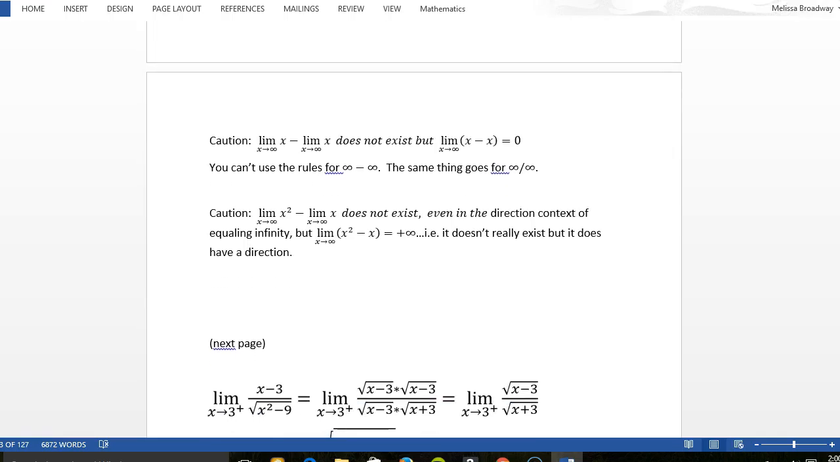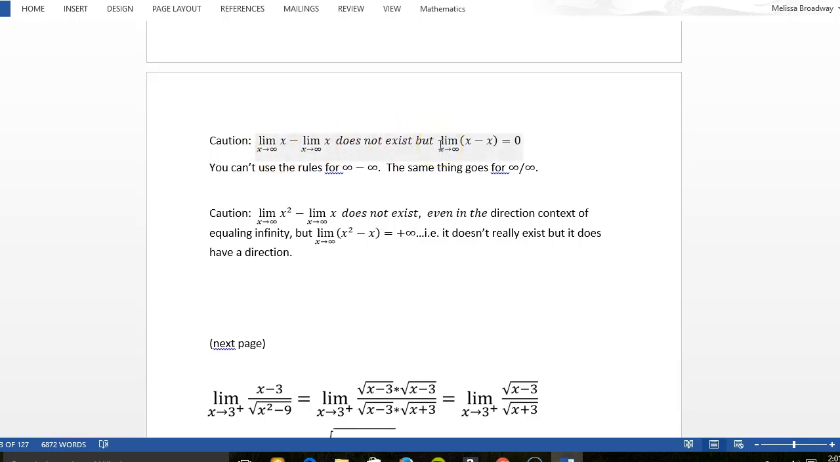Okay, now here's a word of warning. The limit as x goes to infinity of this right here does not exist because we leave infinity minus infinity undefined for very good reasons. However, this limit right here does exist and it equals 0. And you're like, well, Jason, didn't you tell me that the difference of the limit is the limit of the difference? I did, but not for this.